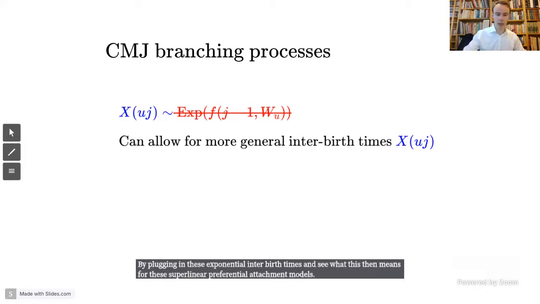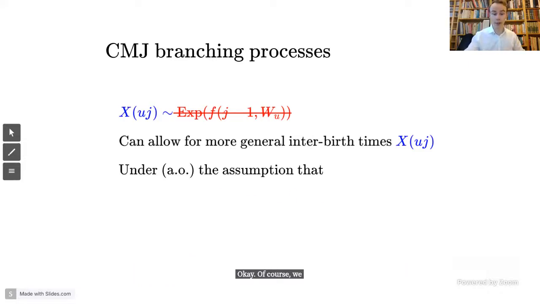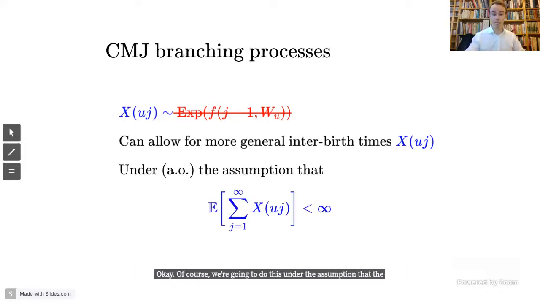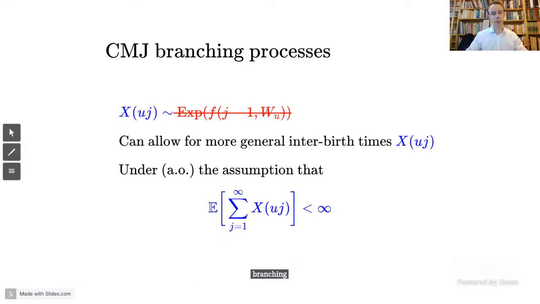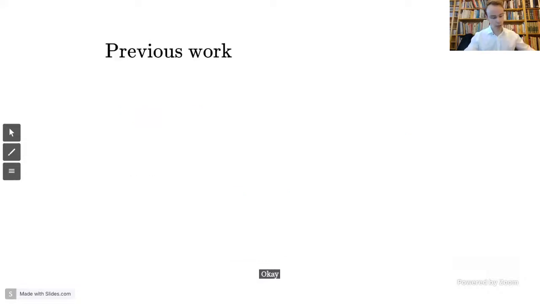Okay. Of course, we're going to do this under the assumption that these sums of interbirth times still have a finite mean, so that individuals still explode. So we're still in this explosive branching process regime, if you will. Okay. So I want to mention some previous work that has looked at some of these models.